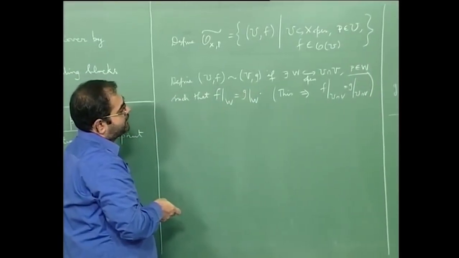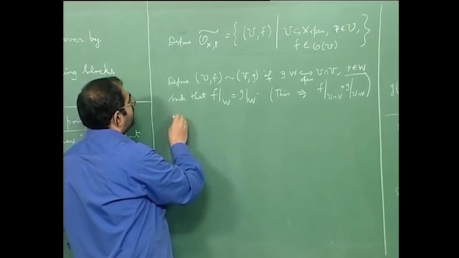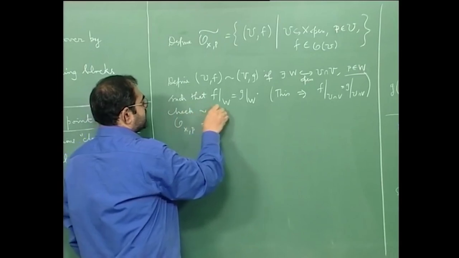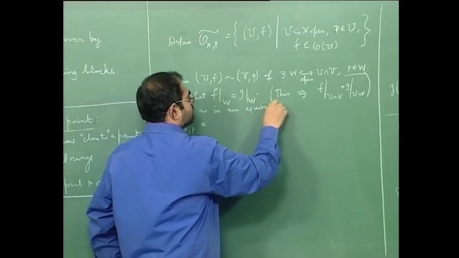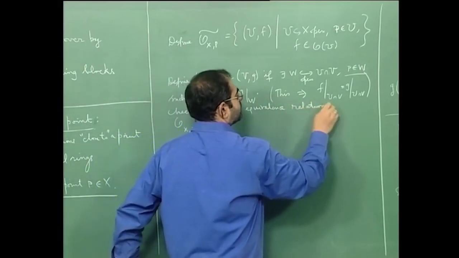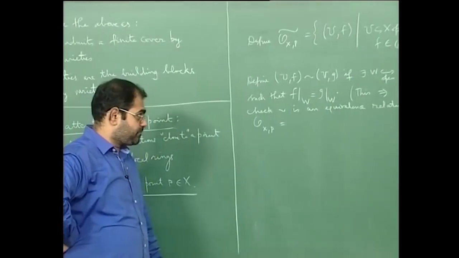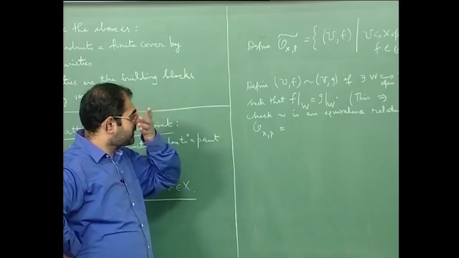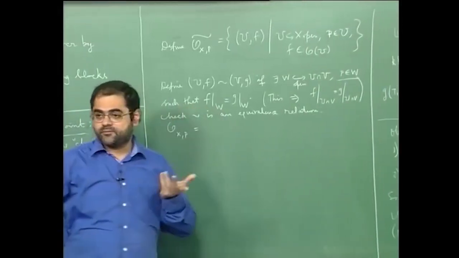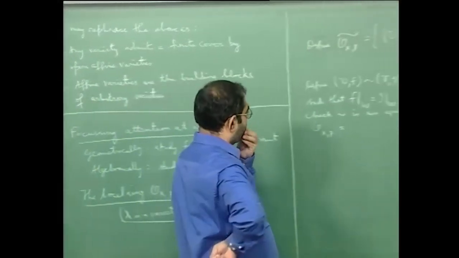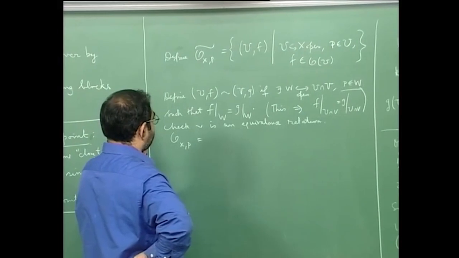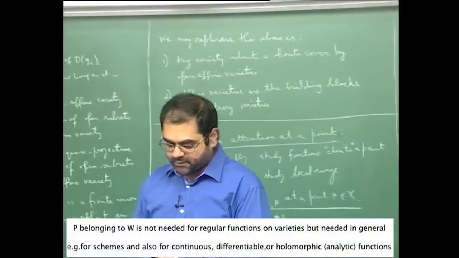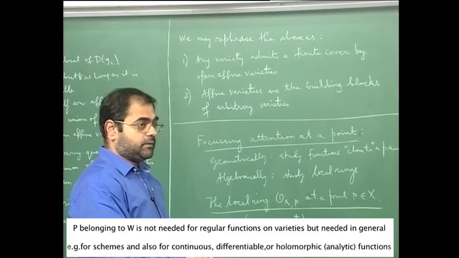Now you define O_{X,P} to be... check this is an equivalence relation. That's very trivial because it is obviously reflexive, symmetric, and as far as transitivity, that's also quite obvious. So this is certainly an equivalence relation. Maybe I have to think for a moment about this.